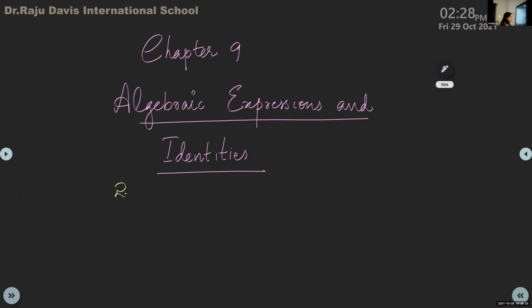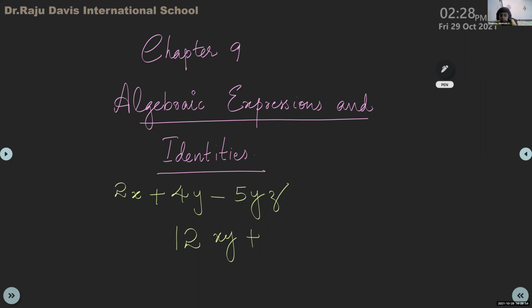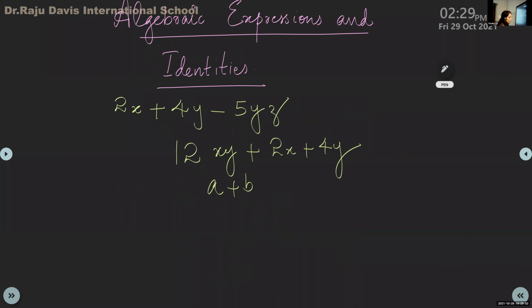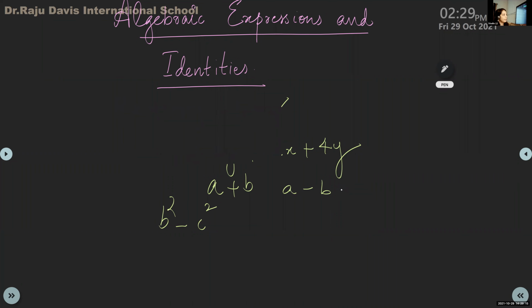And joining with plus and minus. Okay, children. 2x plus 4y minus 5y, all these are algebraic expressions. Can you tell one example? xy plus 2x plus 4y, 85y. Then a plus b is an algebraic expression. a minus b is an algebraic expression. b square minus c square is an algebraic expression. So all the variables and constants join together to form an algebraic expression.